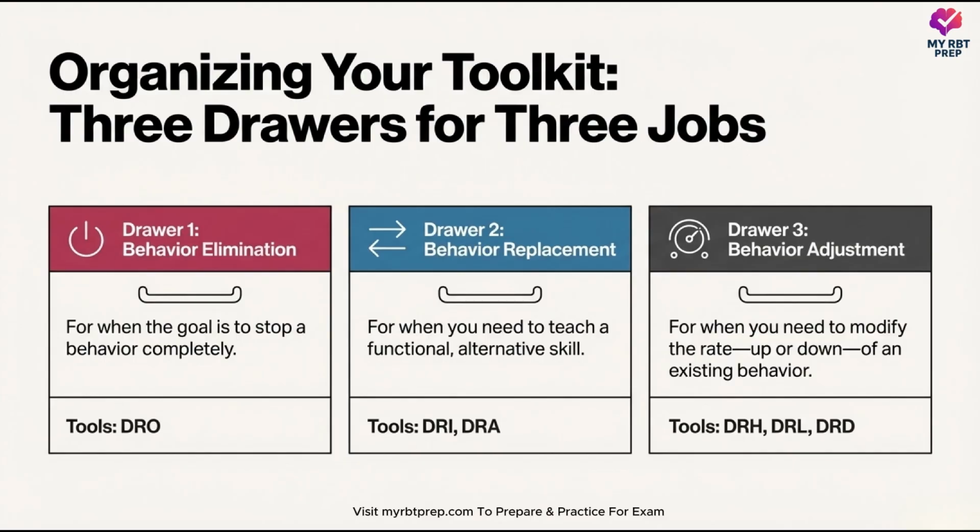Finally, look at the gray drawer on the right with the speedometer. This is for adjustment. Sometimes a behavior is perfectly fine in nature, but the intensity is off. Think of this like a volume knob. We don't want to mute the student, we just need to tune the frequency. Whether you need to ramp a behavior up with DRH or taper it down to a reasonable level with DRL or DRD, this is where you fine-tune the existing skill. Mastering this slide means knowing that before you pick an acronym, you must first decide, are you stopping, swapping, or tuning?